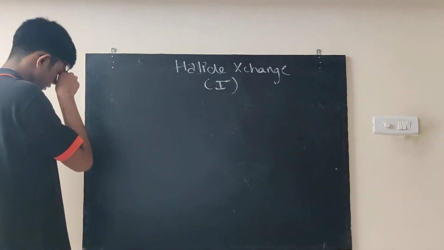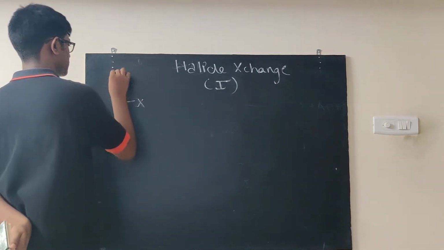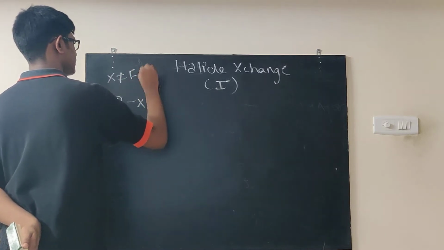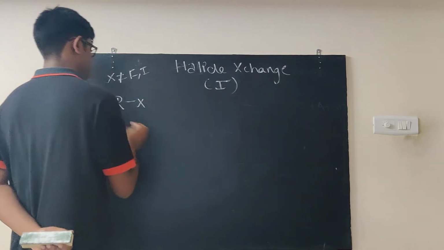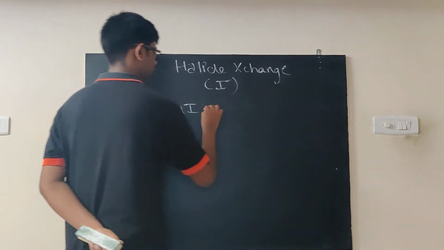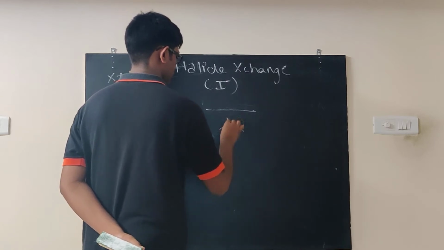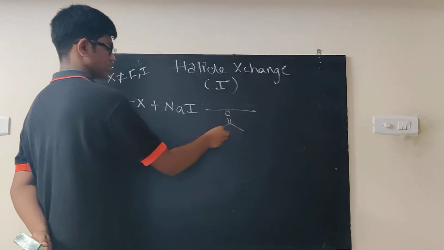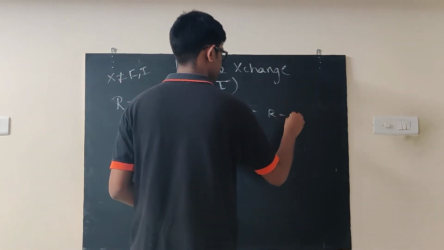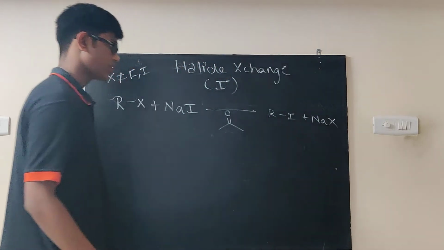Now the reaction goes like this: if you have say an RX where X is not equal to fluorine or iodine, so basically bromine or chlorine, you react it with sodium iodide in the presence of acetone, CH3COCH3, you know that, right? You get RI plus NaX.